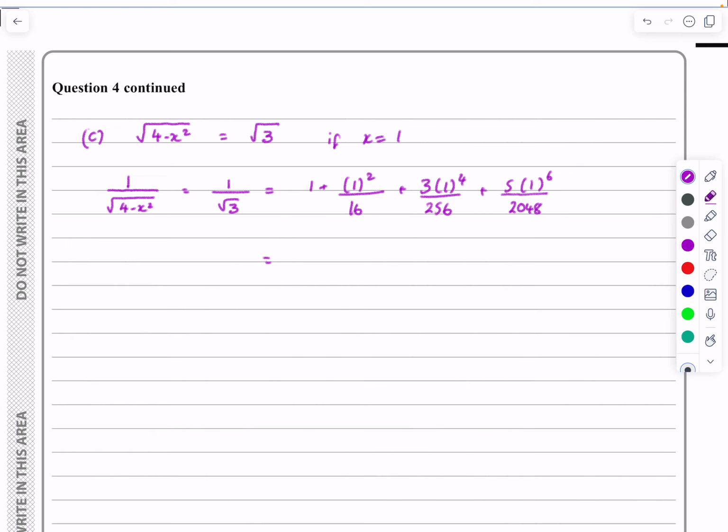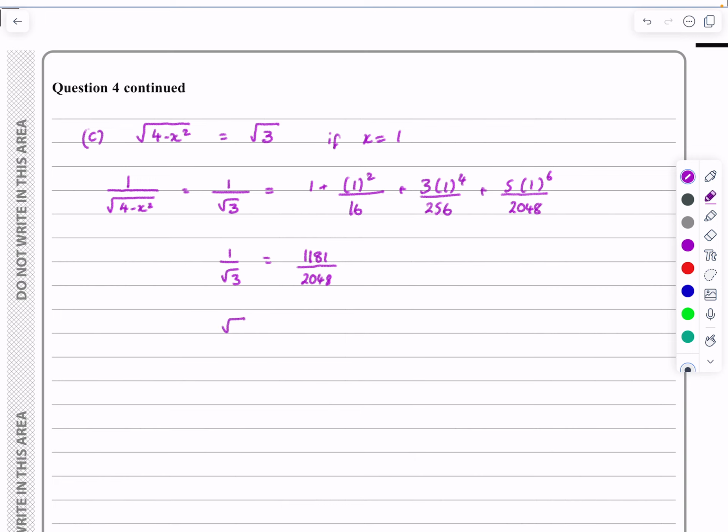Let's actually concentrate on getting that and seeing what that works out to be. But once I do get that value, whatever it works out to be, we need to remember that that will be 1 over root 3. So 1 over root 3 is, just stick that in the calculator, 1 plus 1/16 plus 3/256 and 5/2048. That comes out to be 1181 over 2048 according to the calculator.